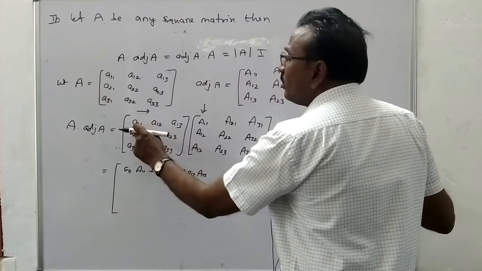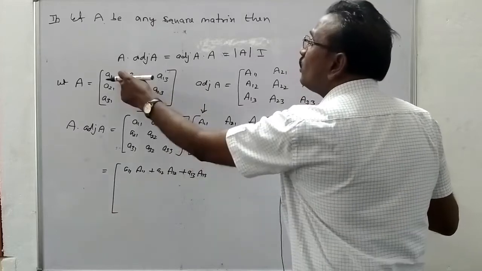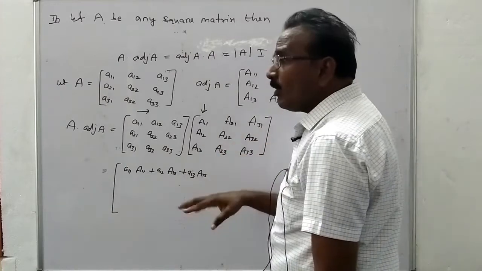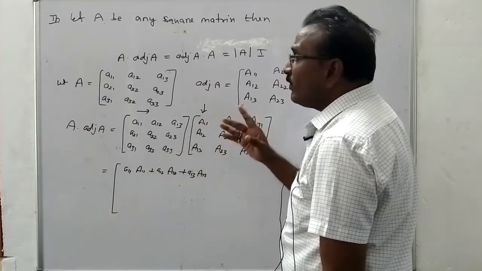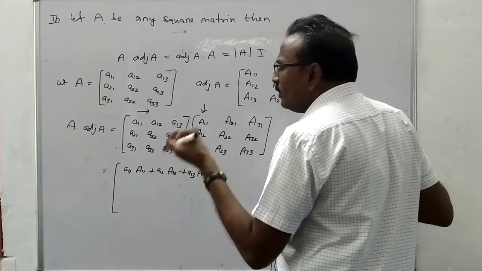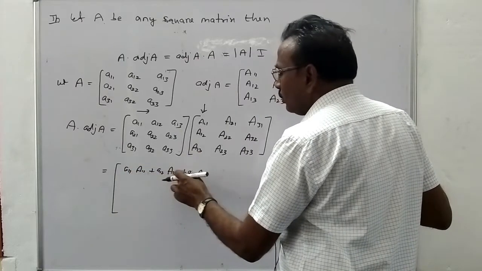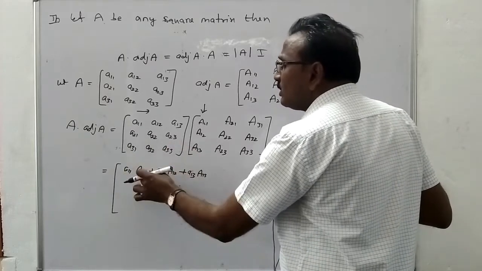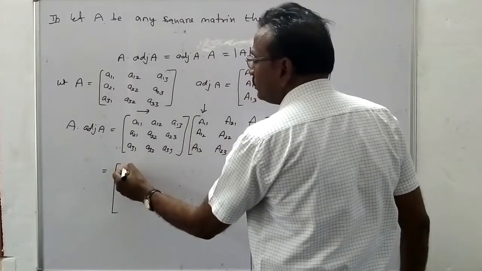So the sum of the product of elements of any row with the corresponding cofactors, these are the first row elements' cofactors, the value is always the determinant of A. Another property is that the sum of the product of elements of any row or column with cofactors of any other row or column is always 0. Here the suffixes are the same: A11 capital A11, A12 capital A12, A13 capital A13, so the value is the determinant of A. If the suffixes are different, the value is 0. Therefore this value is the determinant of A.